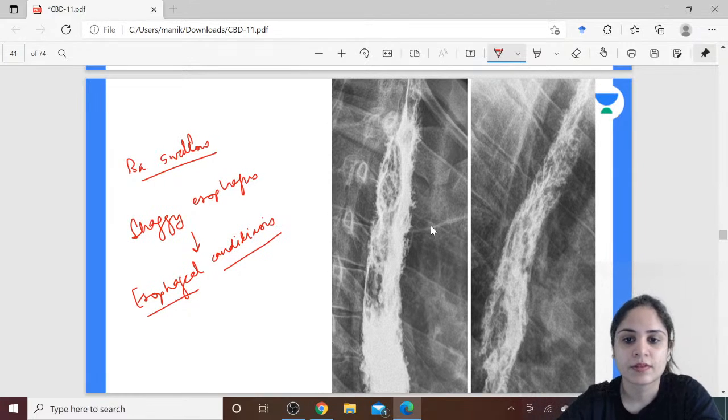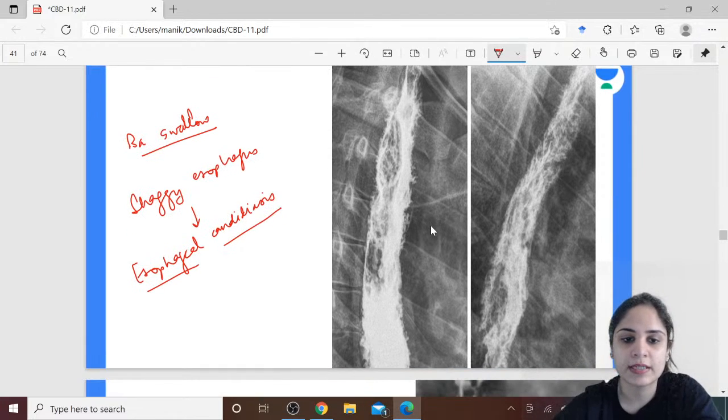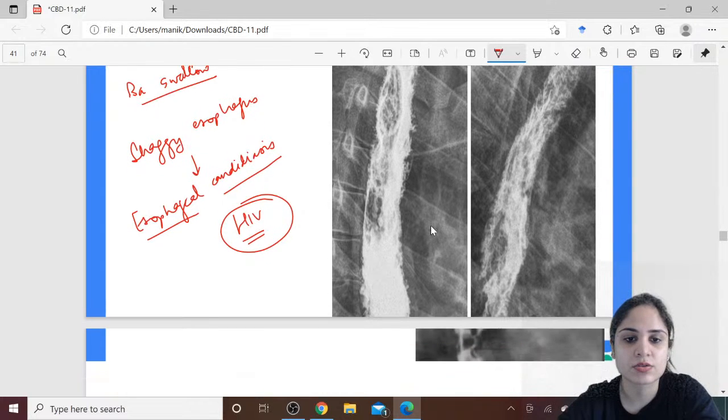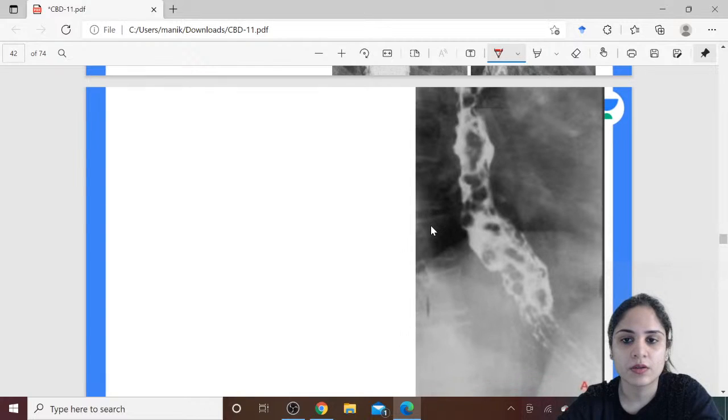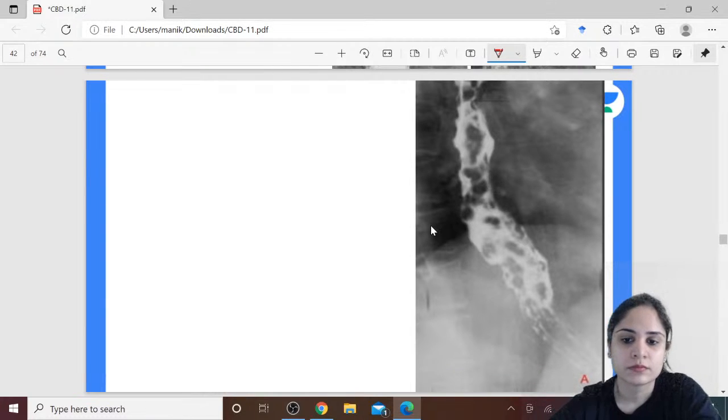Commonly, the background they will give you is an HIV positive patient who has dysphagia to solids and liquids, and you do a barium swallow and this is what you see. Because he is immunocompromised, he is prone to getting candidiasis of the esophagus. Treatment will be antifungals. Again, what is this appearance called and what is the diagnosis?